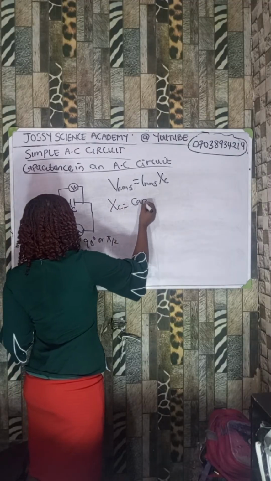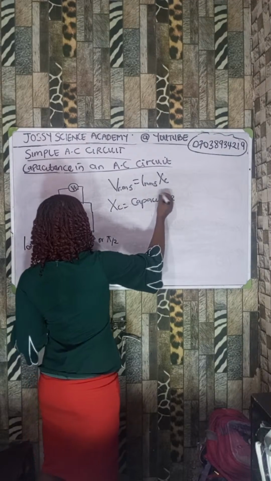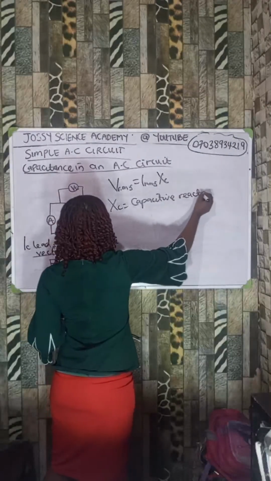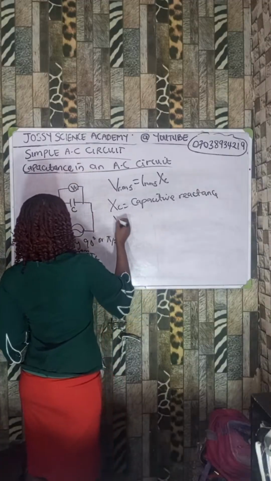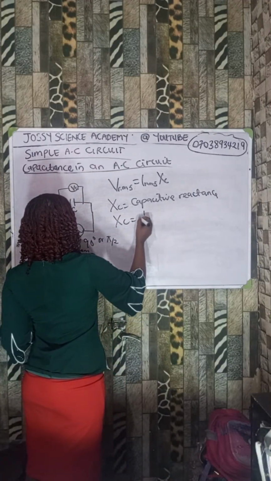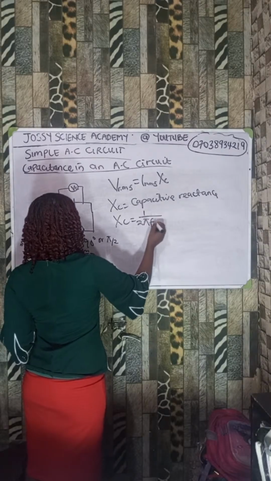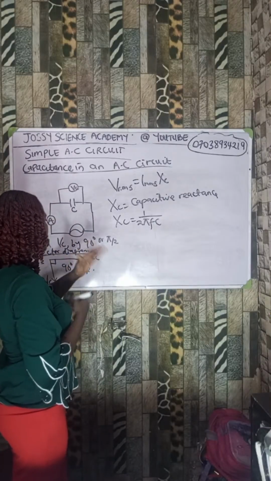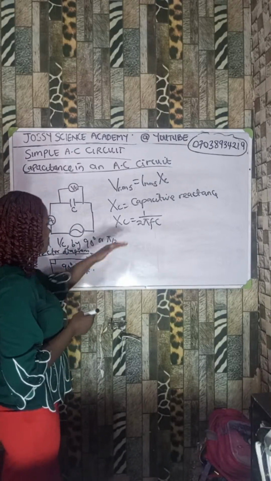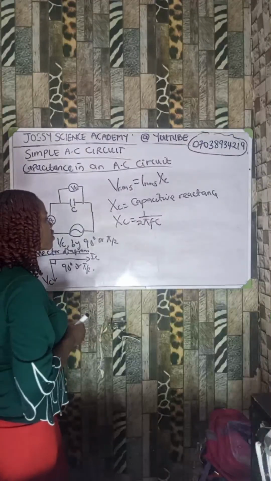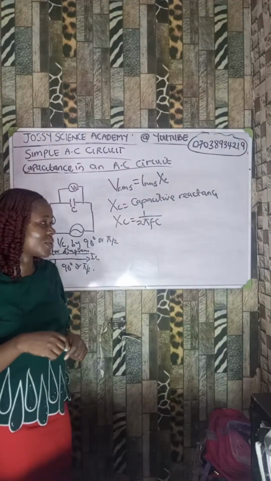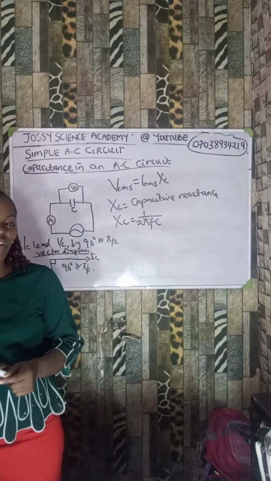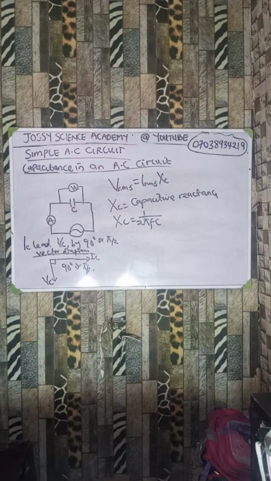Now, what is XC? XC is capacitive reactance. So XC is equal to 1 over 2 pi FC, because they are inversely proportional. Now, knowing this one is somehow slightly different from what you did before. The reason is because it has 1. Please don't forget. Once you do not put 1, you will not get the correct answer. Is that clear? Alright.